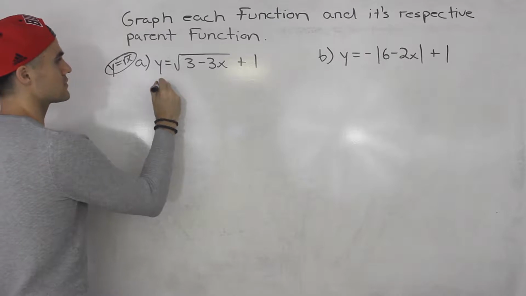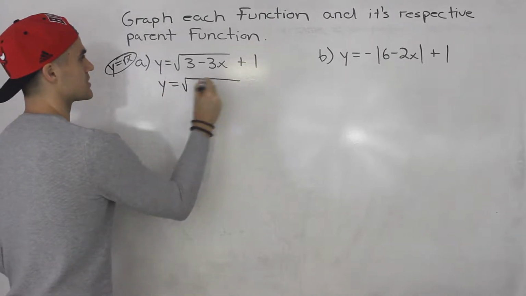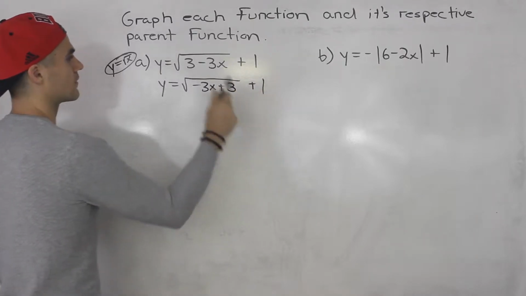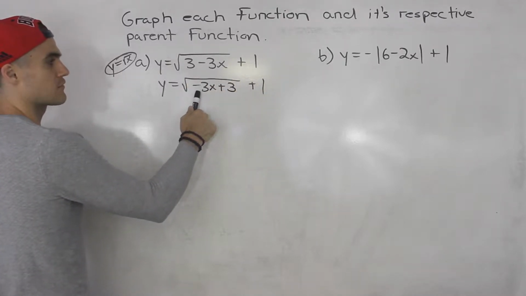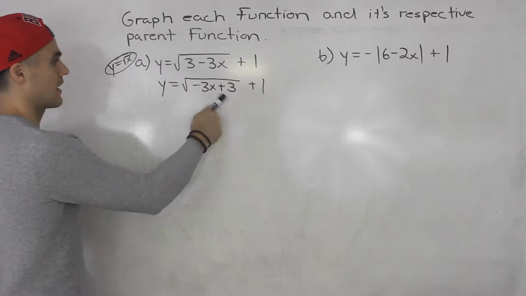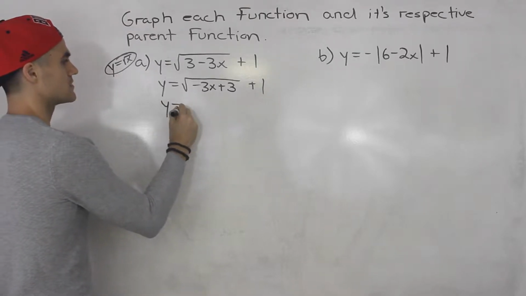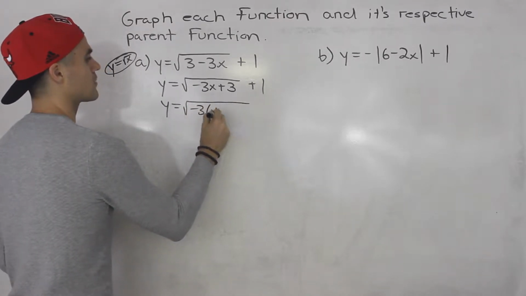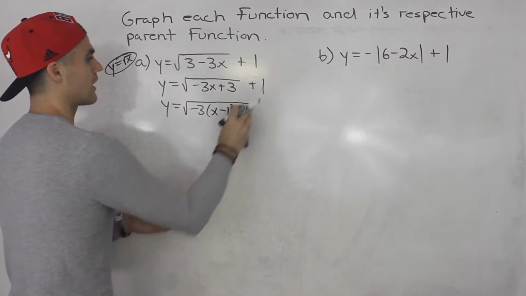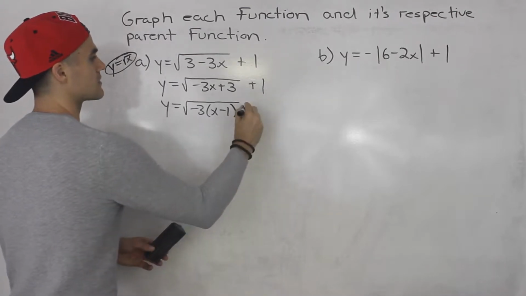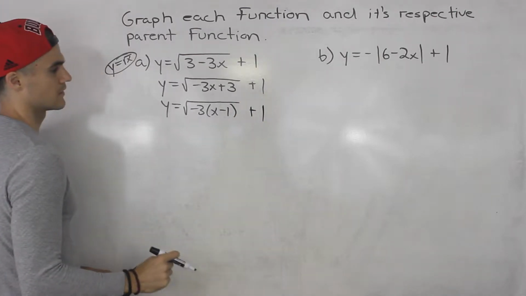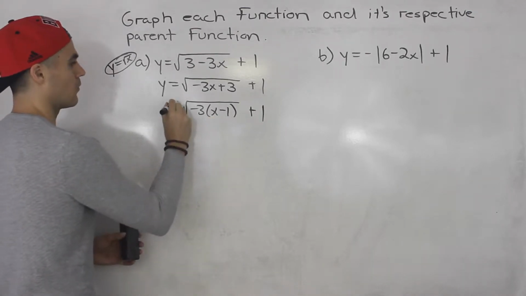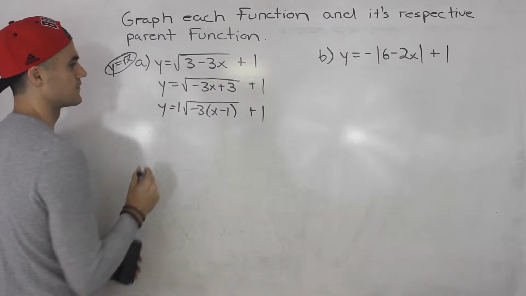So what we want to do first is rearrange this. So we got negative 3x plus 3, right? 3 minus 3x is the same as negative 3x plus 3. And then we want that k value to be by itself. So we factor out a negative 3, and we are left with x minus 1 in brackets, and there's a plus 1 here. Right, so now it's in the proper transformation format, and there's actually a 1 in front here. That's the a value.